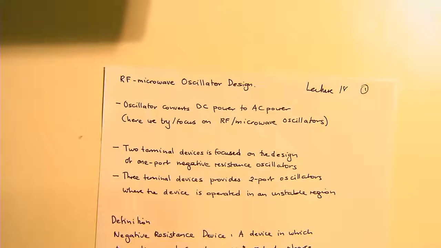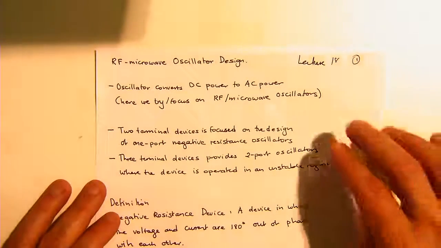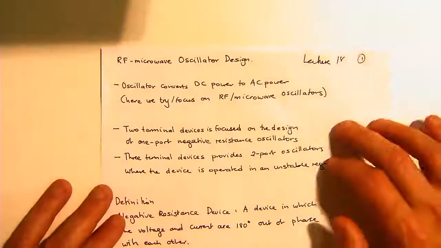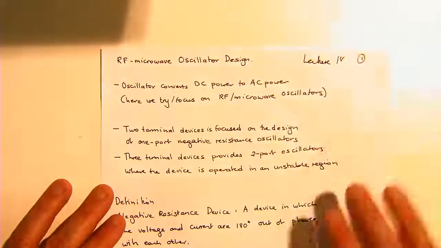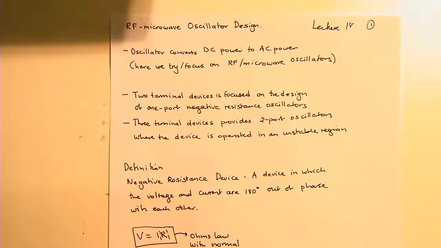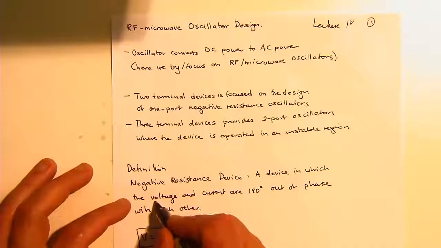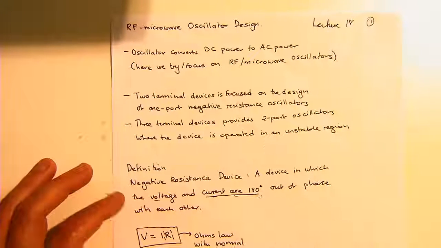Okay. All right, so we've talked a little bit about microwave oscillators, and we said that what oscillators essentially do is convert DC power to AC power. The way they do this is through the concept of a negative resistance device. If you really think about it, what does negative resistance mean? It's really nothing more than amplification, but done in such a way that the voltage and current are 180 degrees out of phase.